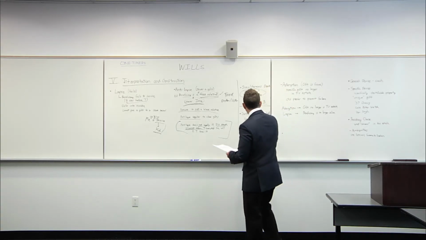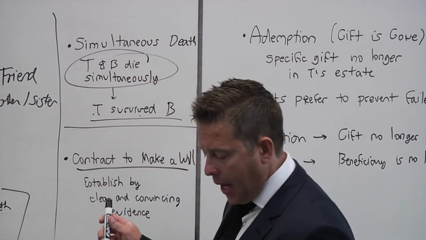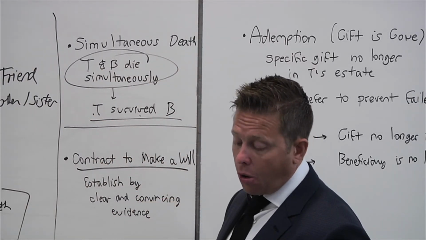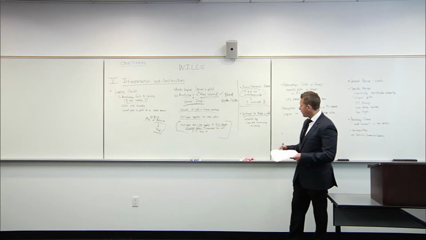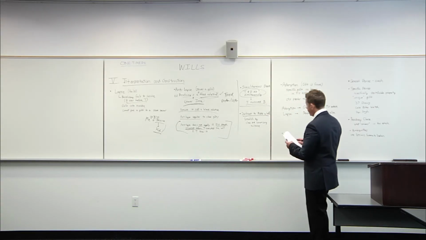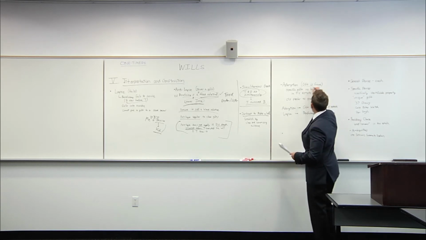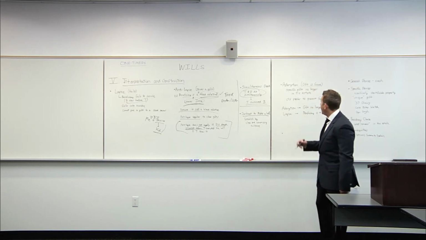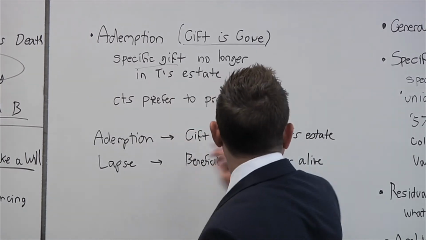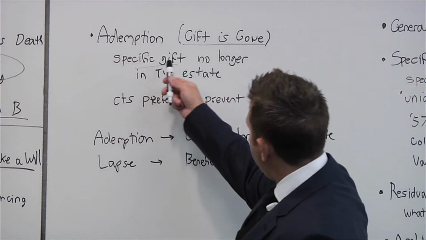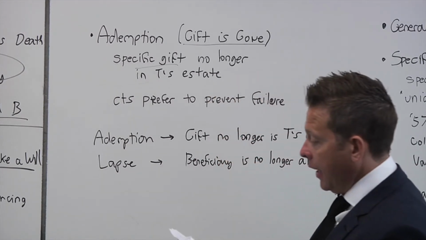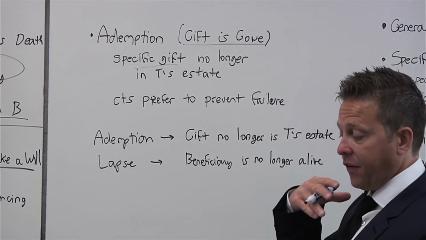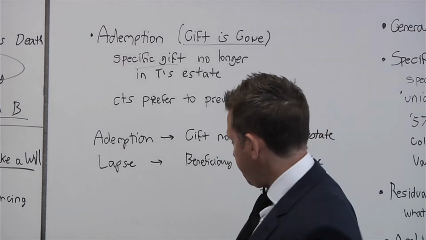Okay, contracts to make a will, almost never tested, but a contract to make a will or not to revoke a will must be established by clear and convincing evidence. Moving along. Ademption. Ademption is when the gift is gone. And it has to be a specific devise, which we'll get into in a second. So it's when the specific gift is no longer in the testator's estate. The gift to the beneficiary is deemed revoked.